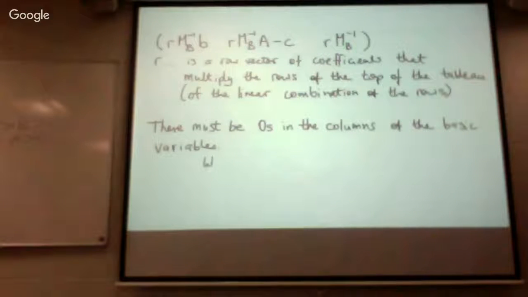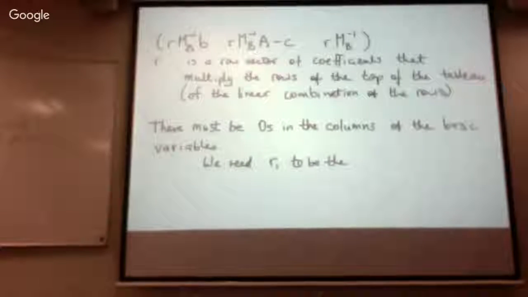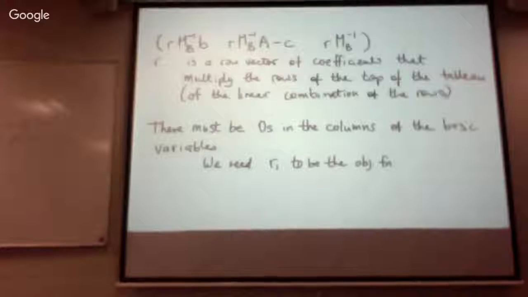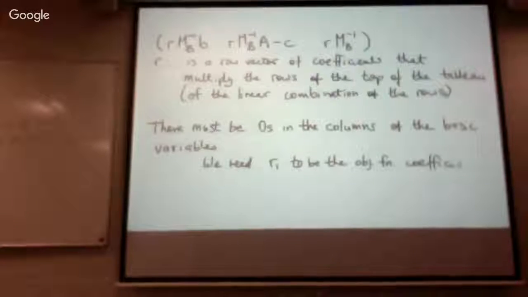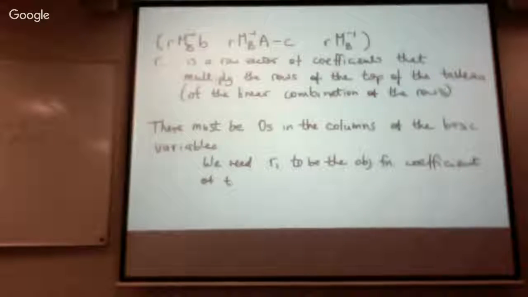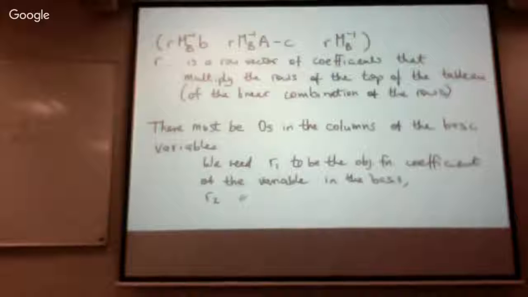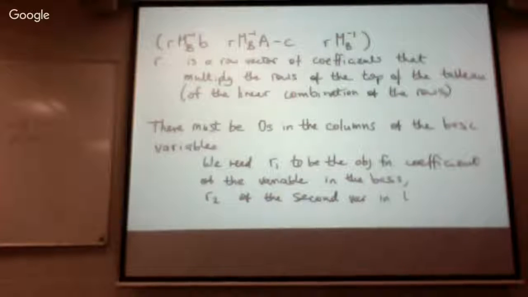So following that explanation, because we need the zeros, we need R1 to be the objective function coefficient of the first variable in the basis, R2 of the second, and so on.